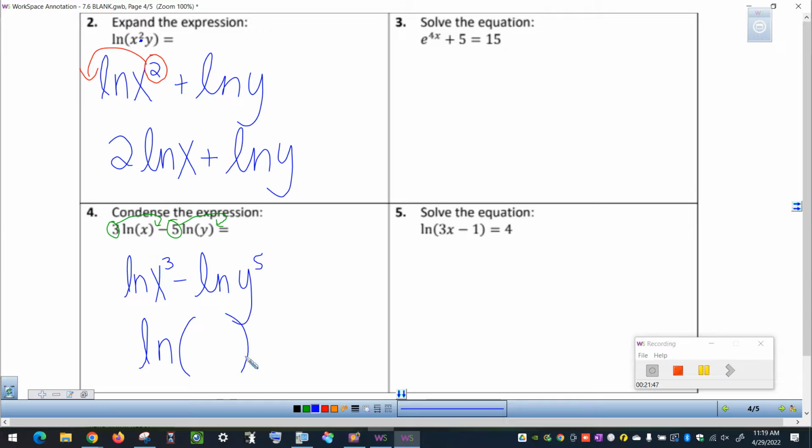All right, and then we're looking at that subtraction sign to help us with the final part. So we're going to condense it down to a single ln. x cubed is on the numerator. We've got y to the 5th down on the denominator. Nothing else we need to do. That's our final answer, all the way condensed.